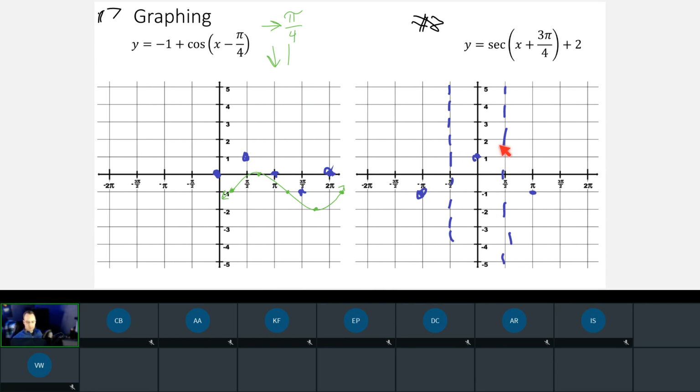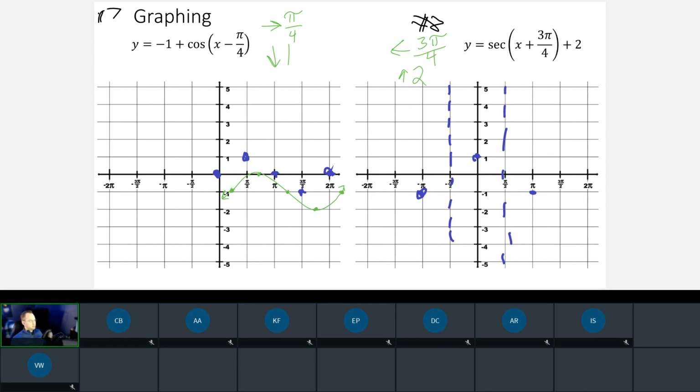All right. Actually, you guys shouldn't need any time. What is the horizontal shift first? Left 3 pi over 4. I agree with that. And then what is the vertical shift? Up 2. Yep, I agree with that one too. Up 2.